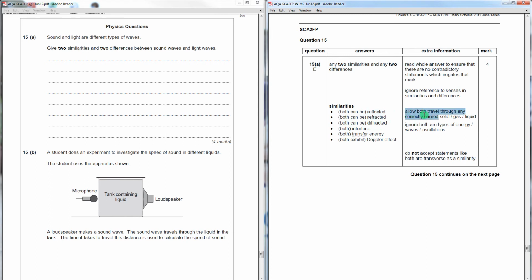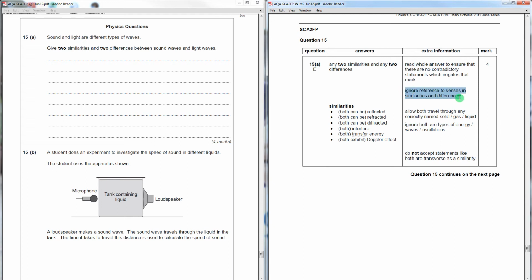It says that they can both travel through particular solids, liquids or gases. The obvious one is air. You know that sound and light waves travel through air. Ignore reference to senses in similarities and differences, because it's not really related to physics, it's more to do with biology.